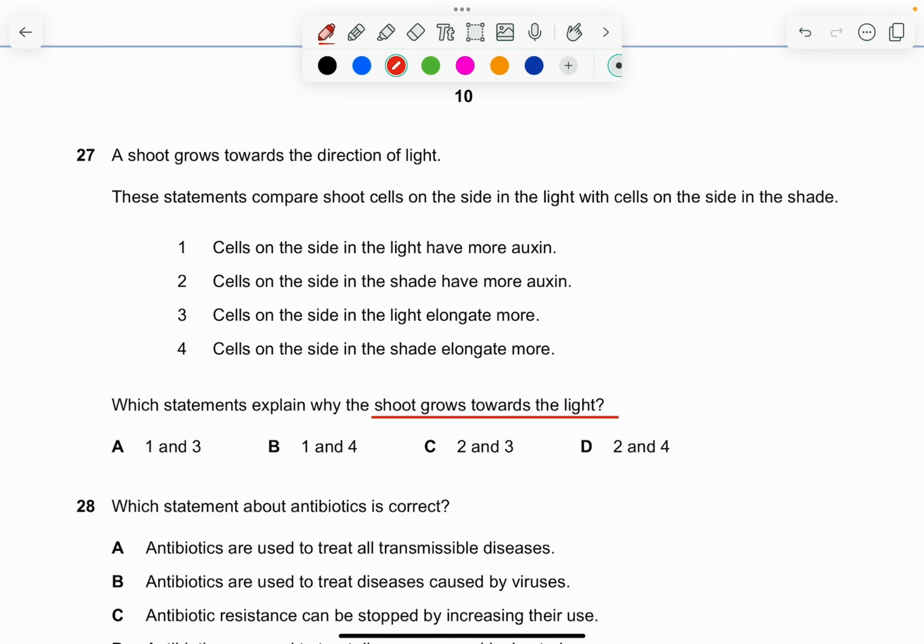So let's see. Cells on the site in the light have more auxin. Okay, this is correct. The next one is that the cells on the site in the shade have more auxin. No, because it goes to the site with more auxin. Cells on the site in the light elongate more. Wrong. Cells on the site in the shade elongate more. So this is the correct one. So the answer is 1 and 4.